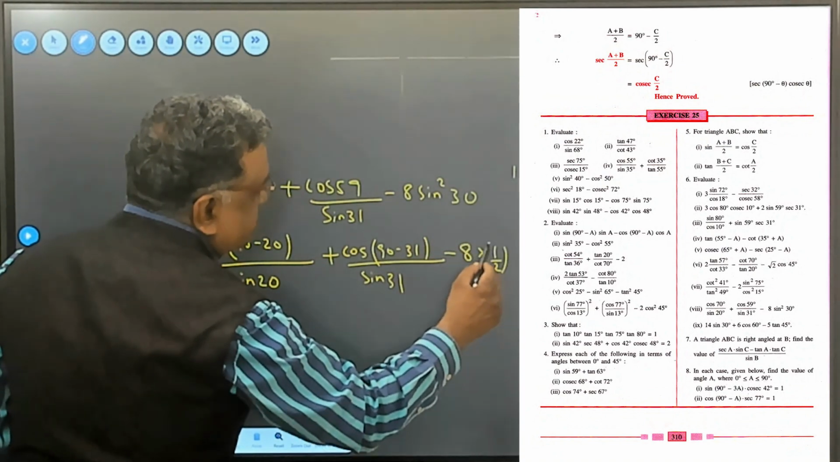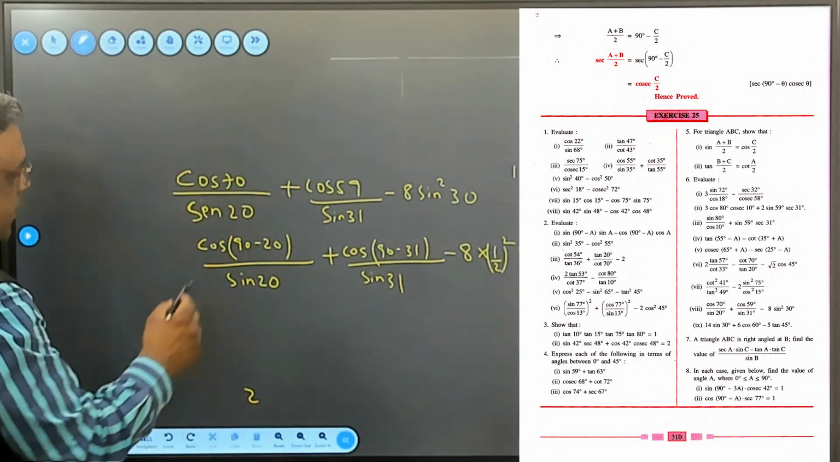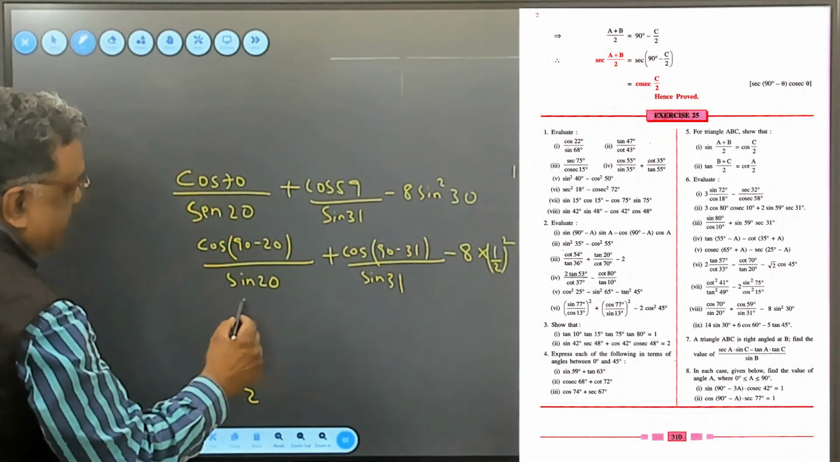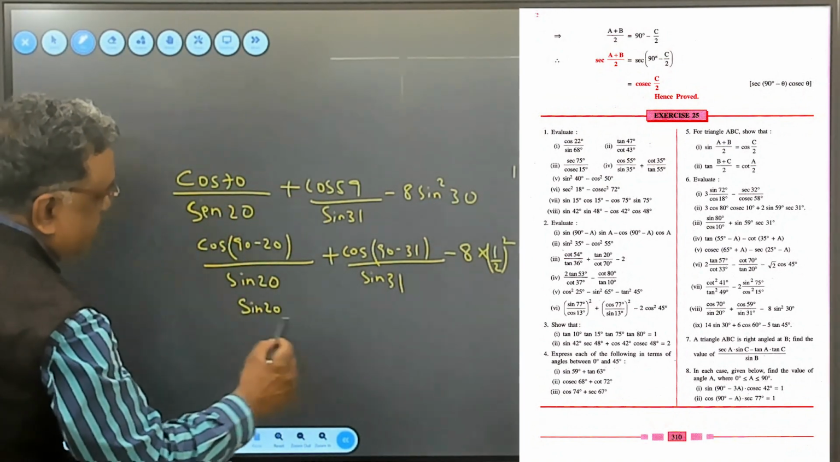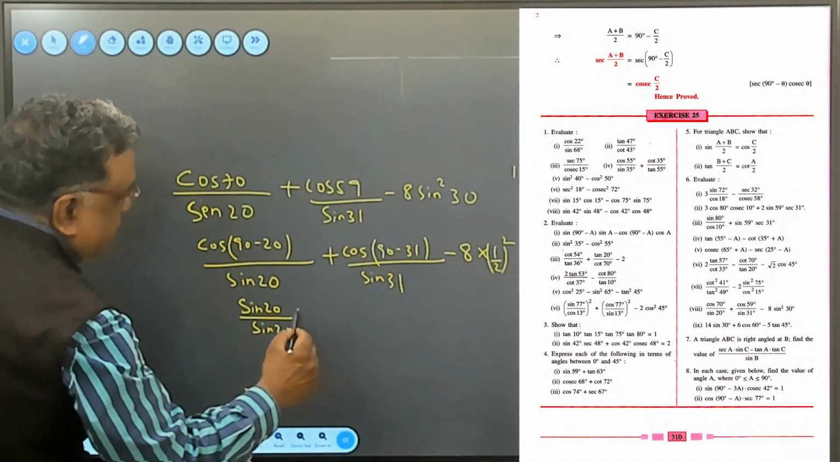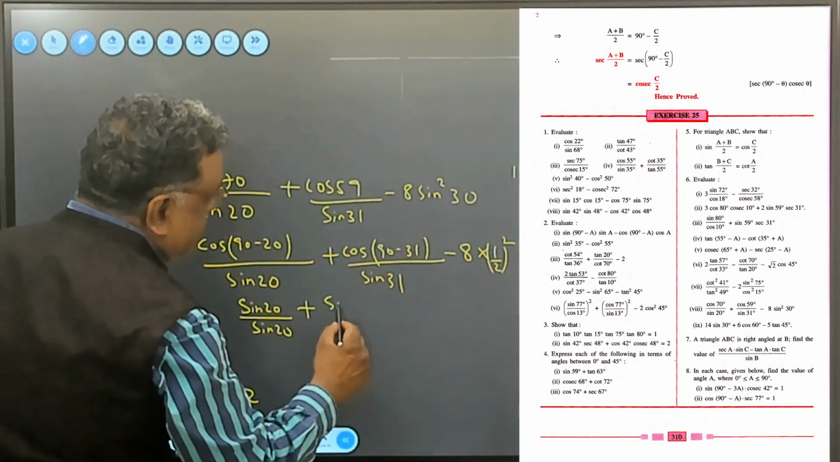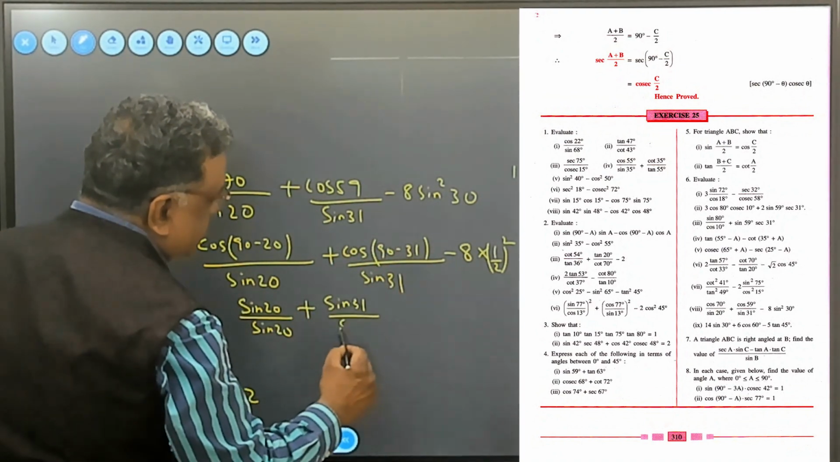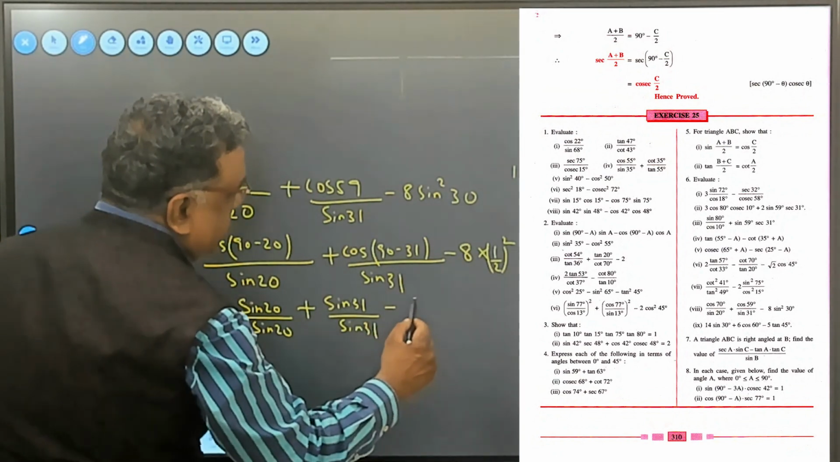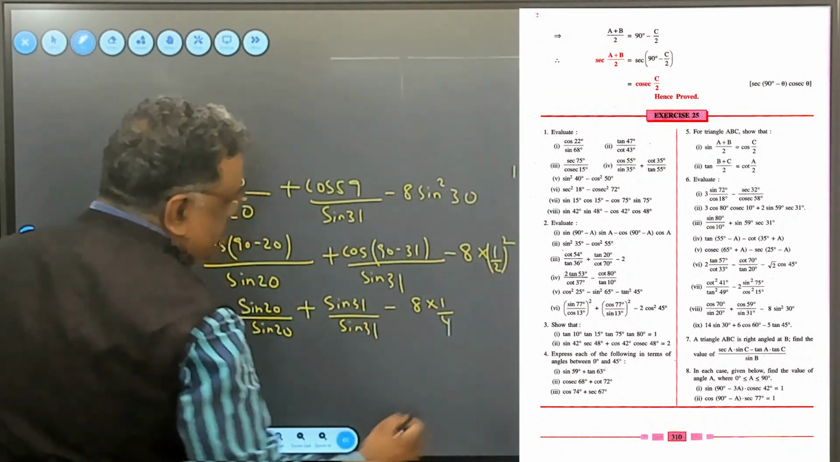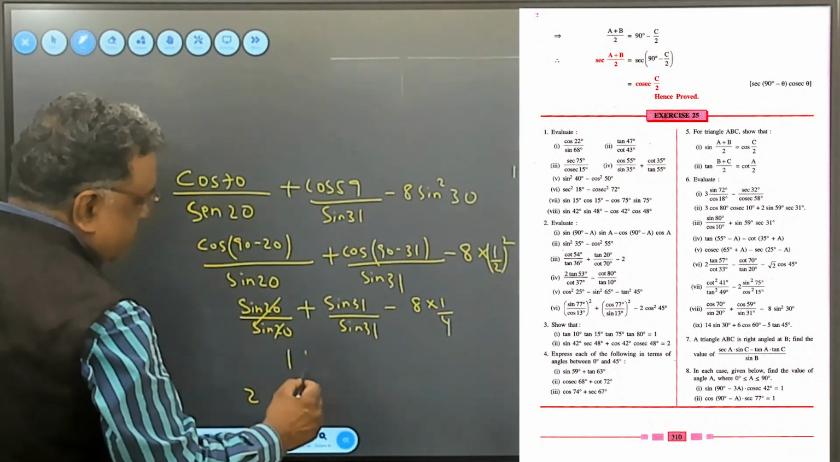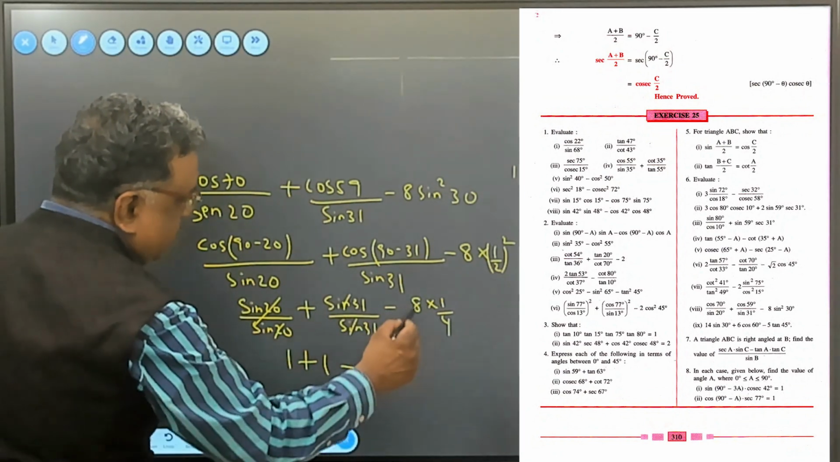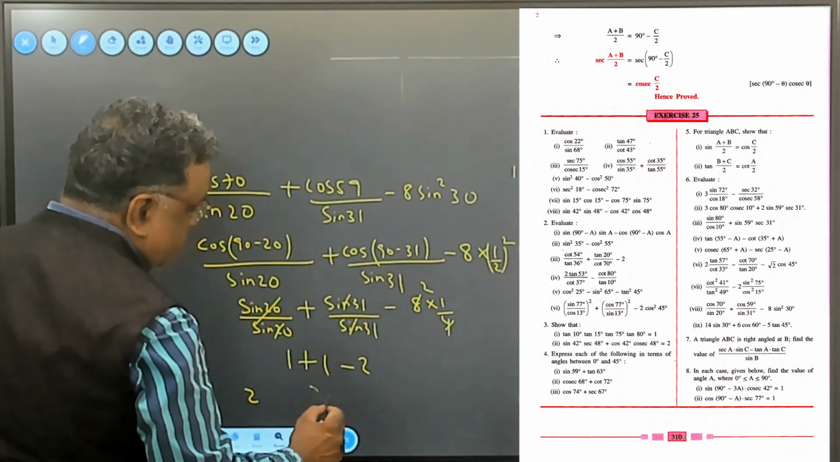Now cos 90 minus 20 is sin 20. So this will be sin 20 upon sin 20. Cos 90 minus 31 is sin 31. So this will be sin 31 upon sin 31. Minus 8 into 1 by 4. So this will cancel out 1. This will cancel out 1. This will cancel out 2. 2 minus 2. Answer is 0. Okay.